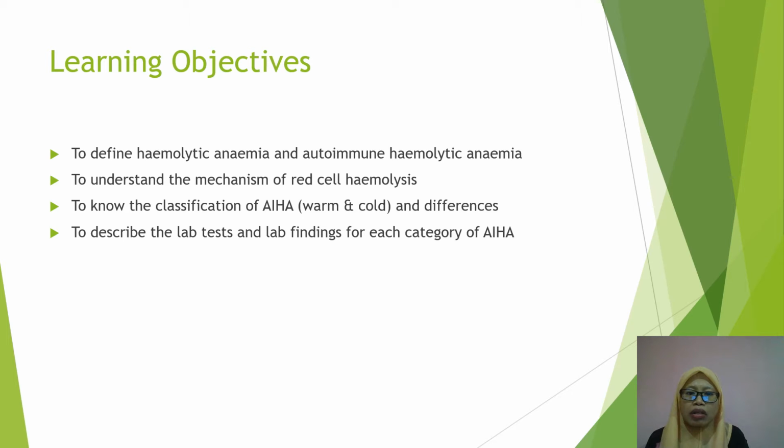The next one, you are able to understand the mechanism of red cell hemolysis and to know the classification of the autoimmune hemolytic anemia, the warm and the cold type, and the differences between those two. And finally, to be able to describe the lab tests and lab findings for each category of AIHA.